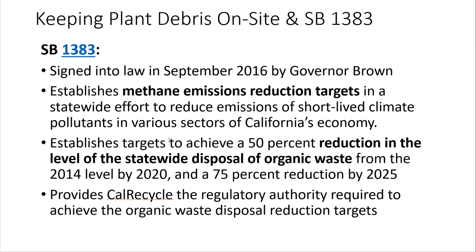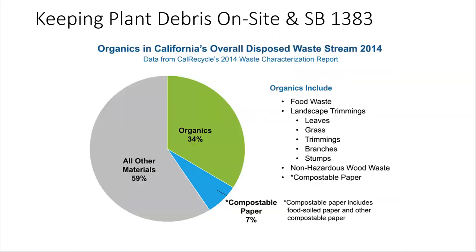It established targets to achieve a 50% reduction in the level of statewide disposal of organic waste from the 2014 level by 2020, and then an additional 25% to bring it up to a full 75% by 2025. It gave CalRecycle the regulatory authority to actually achieve this organic waste disposal reduction target. So in looking at the 2014 levels, here's what we had in 2014. All materials going to the landfill in 2014, there was 41% that was organics, okay?